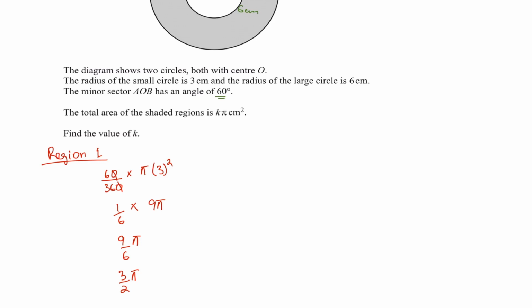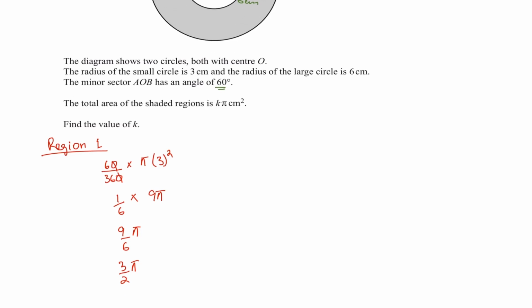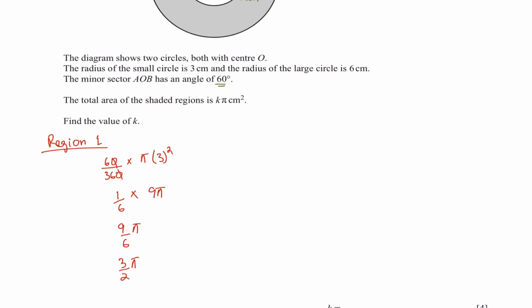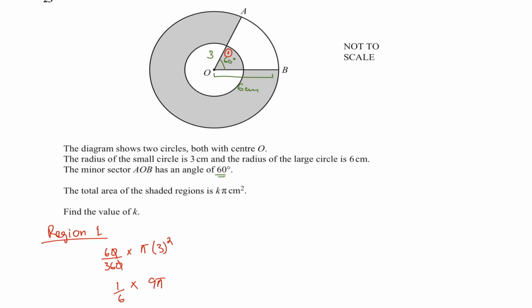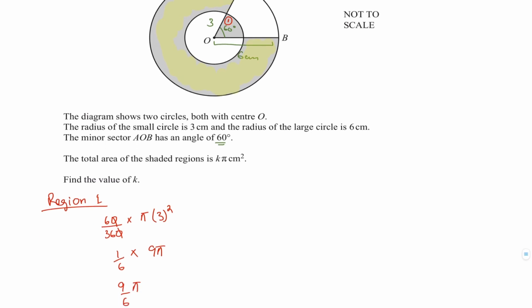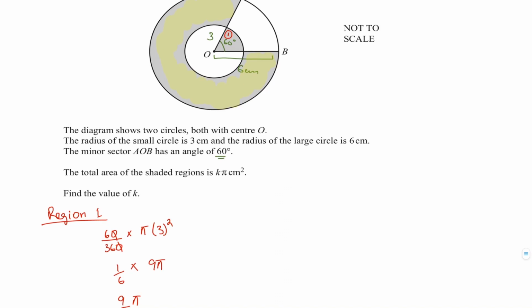Since we have to keep our answer in terms of pi, I'm not going to evaluate this, and since this is paper 1, we can't do that anyway. Now let's figure out the area of the remaining region, and I'm going to shade that for you to show what I'm talking about. So this right here, the one that I'm coloring in yellow, is region 2. Now how are we going to find the area of this region? Well, that's slightly more complicated.